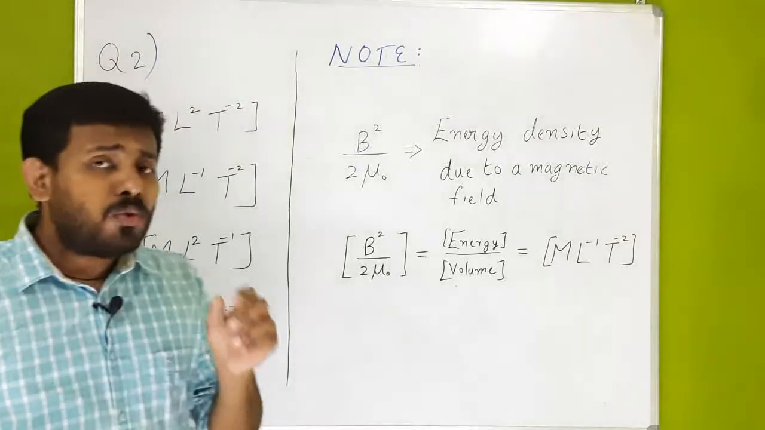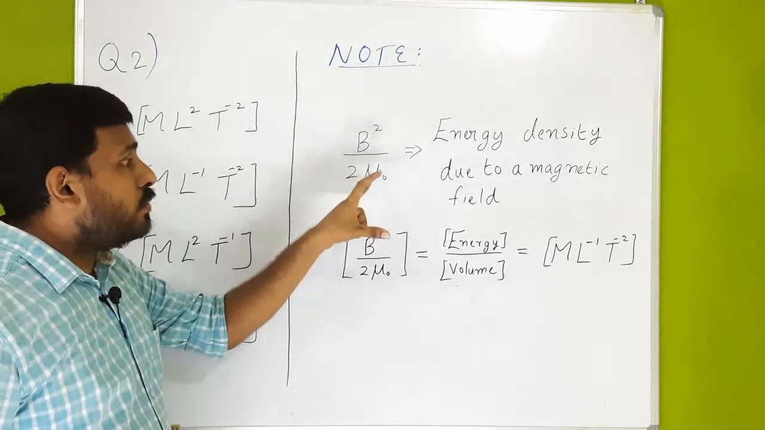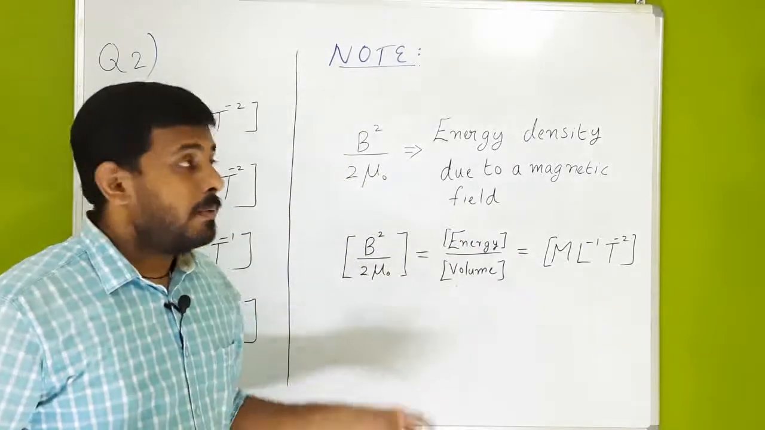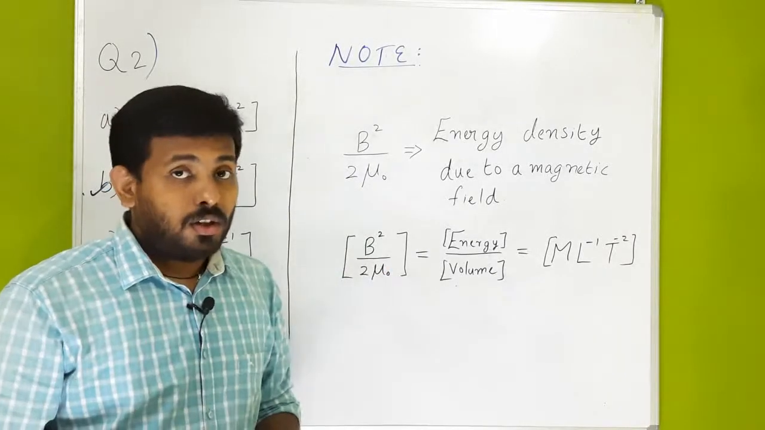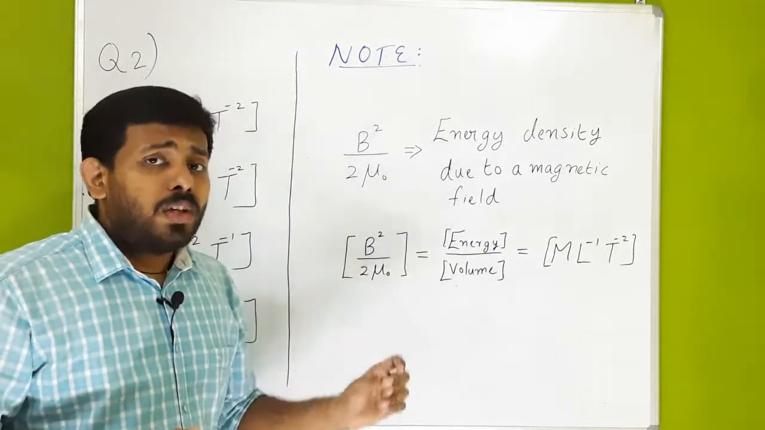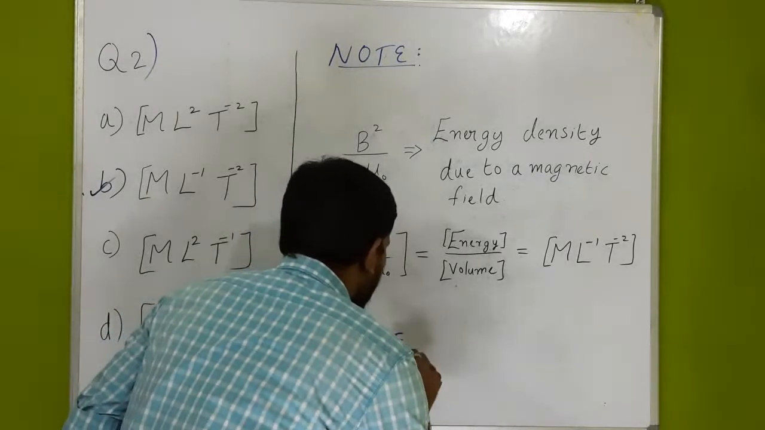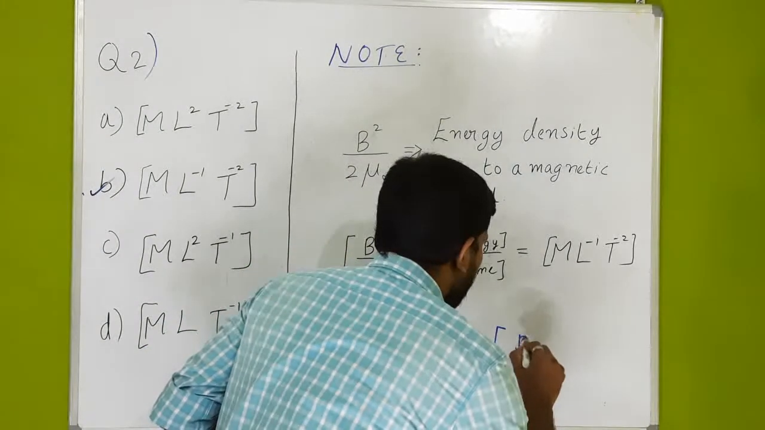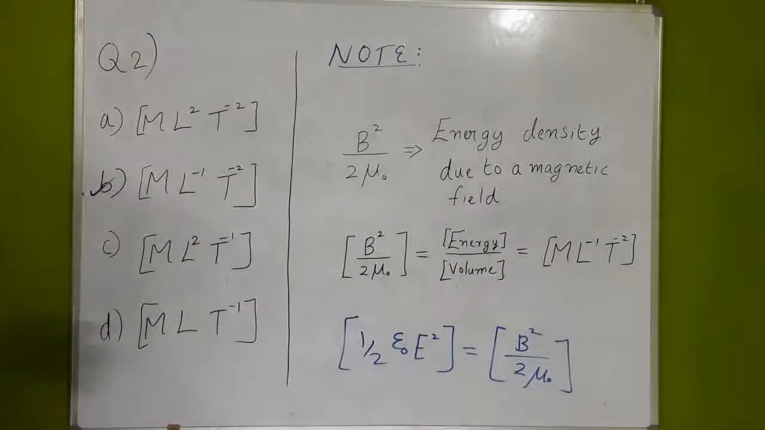If instead of 1 by 2 epsilon 0 E square, they ask to find the dimension of B square by 2 mu 0, we can follow the same procedure, because B square by 2 mu 0 is the energy density due to a magnetic field. Therefore, we will get the same dimension as that of 1 by 2 epsilon 0 E square. So the dimension of 1 by 2 epsilon 0 E square is equal to the dimension of B square by 2 mu 0. Okay, take it down.